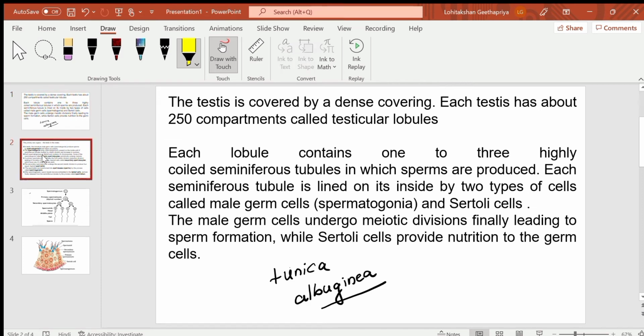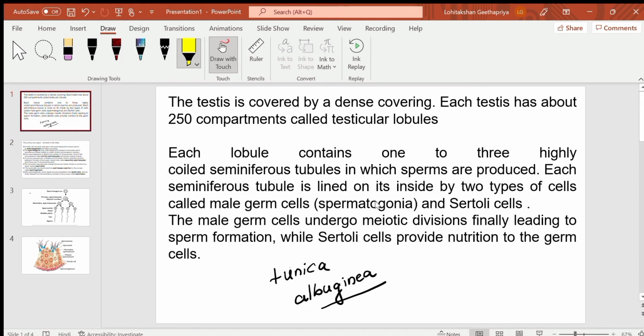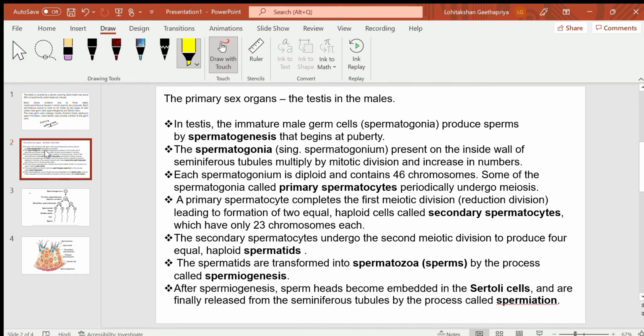In the next slide, it explains the detailed process of spermatogenesis. Now it's time for us to learn what spermatogenesis is and all the further details. In the testis, as I told you, the spermatogonia are the immature male germ cells. What do we mean by immature male germ cells? It means they are not at the final stage, so they cannot be directly used for the fertilization process. They are immature.